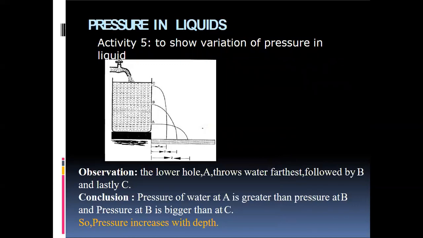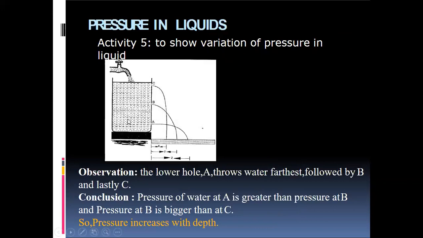Pressure in liquid. Activity 5 in your textbook. Show the variation of pressure in liquid. Take a cylindrical container, which can be a plastic bottle, a mineral water bottle. Drill some holes along the side at different heights from the base. Close the holes with adhesive tape. Pour water into the container and open all the holes at the same time.